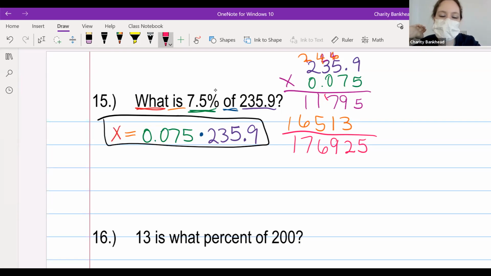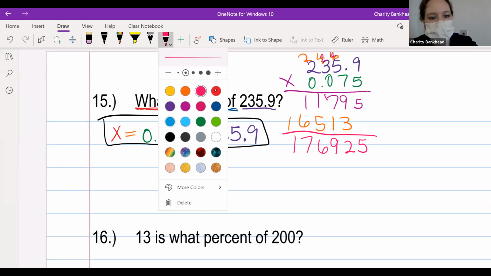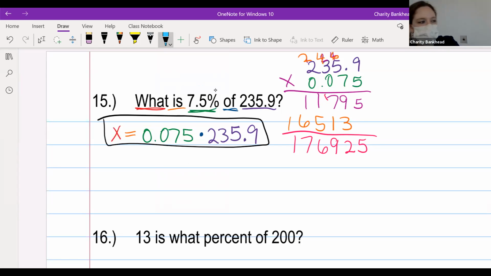Okay, and now to determine where to put the decimal point, what you're going to do is just count the number of digits after the decimal point in each of the numbers that you're multiplying. So 1, 2, 3, 4. That means that my answer has to have 4 numbers after the decimal point. So 1, 2, 3, 4. So then the answer is 17.6925.